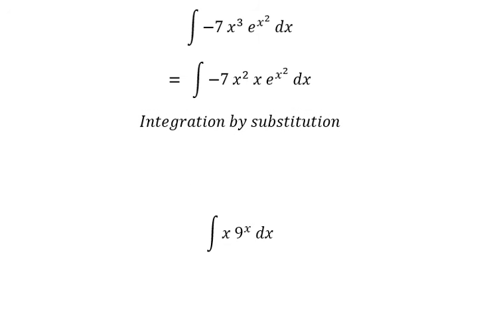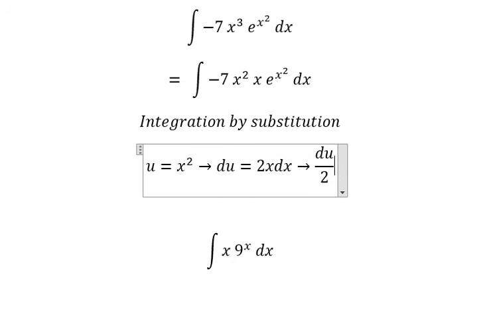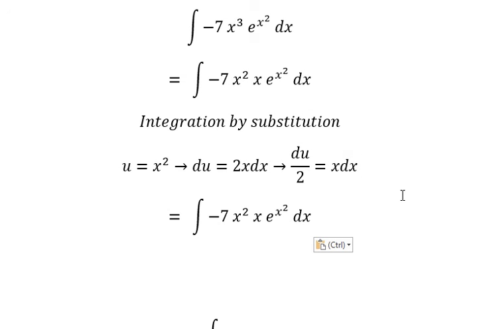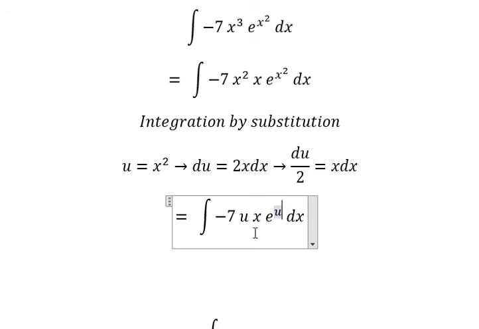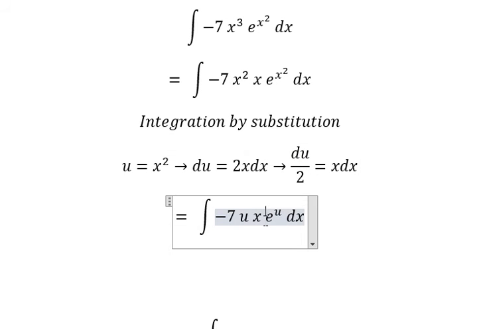So I need to put u equals s squared. Later we take the first derivative of both sides, and we have 2s ds. Because we don't have the number 2 in here, we need to divide both sides by 2. Next, s squared we change to u. s ds we change to u over 2.